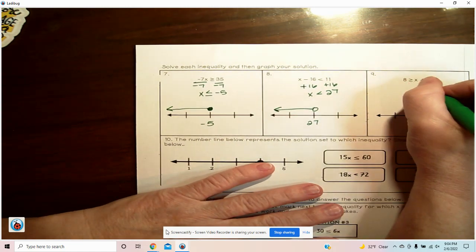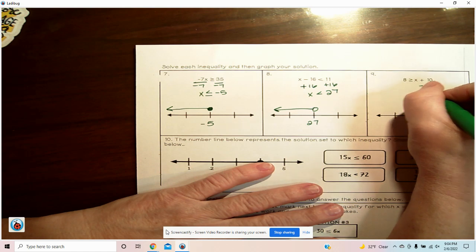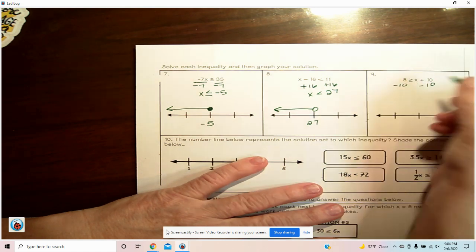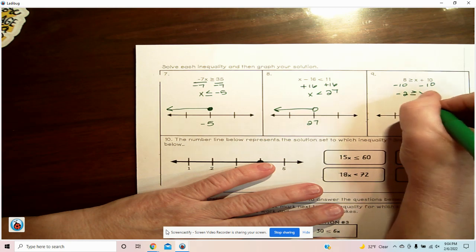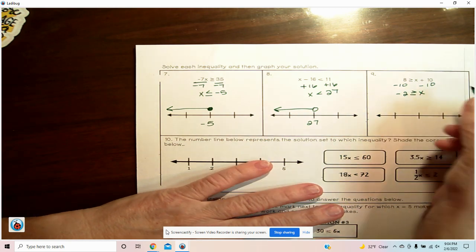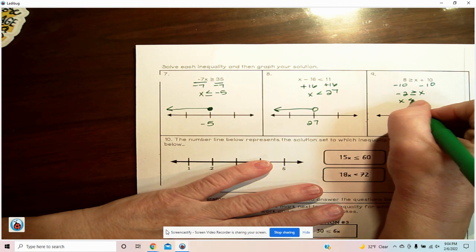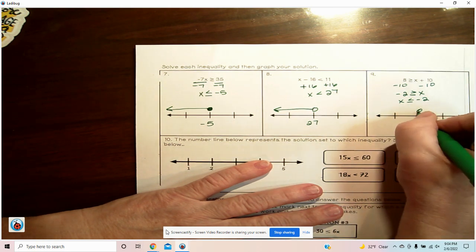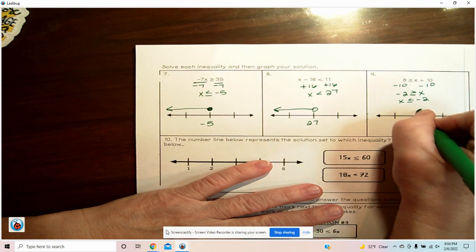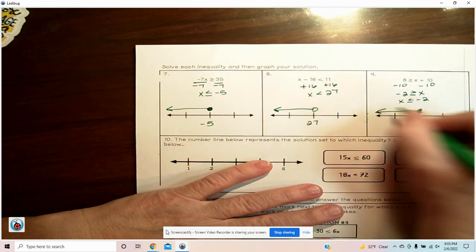8 is greater than or equal to x plus 10. So we're going to minus 10. We'll do the opposite. We have a negative 2 is greater than or equal to x. We flip that around. x is less than or equal to negative 2. We've got a negative 2. I'll close that circle in and shade it to the left.